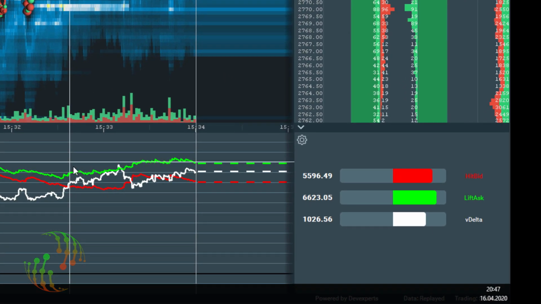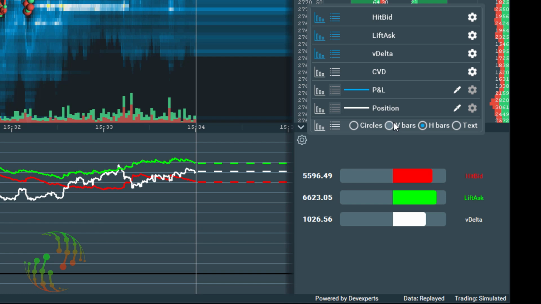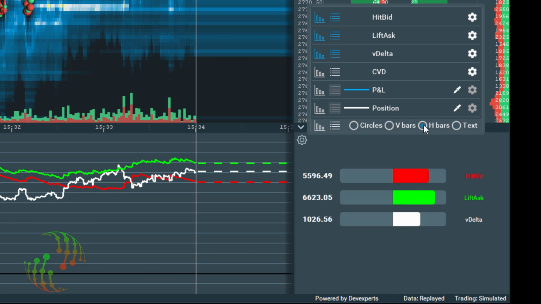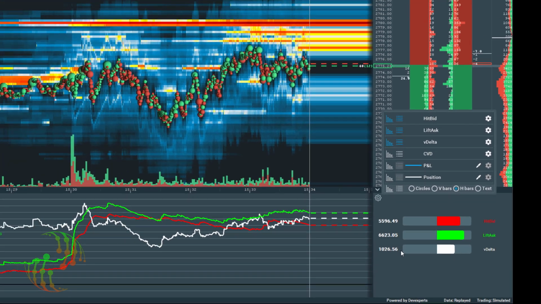Coming to the widget section of Bookmap, this is the section here in the bottom right corner of Bookmap. In the widget section you can easily follow the numerical expression of bid, ask and the difference between both. My preferred setup is horizontal bars. You can choose vertical bars, circles or text, but I'm using simply horizontal bars. When the numbers on the delta are negative, below zero, sellers are dominating, and when the numbers are positive, above zero, buyers are leading.